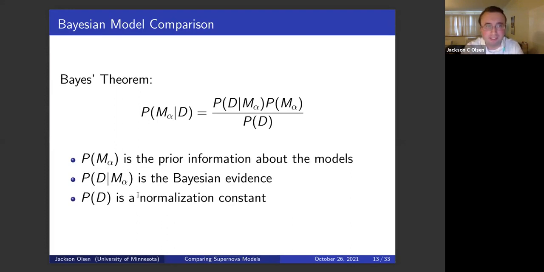Now, there's a fairly straightforward way to perform a model comparison analysis using Bayesian statistics. The goal is to calculate the probability for the models given some data. So what you do is you start with any prior information you have with the models. You multiply this by some factor that's called the Bayesian evidence, basically the evidence in favor of the model provided by the data. Then you normalize it, and this gives you your new model probabilities.